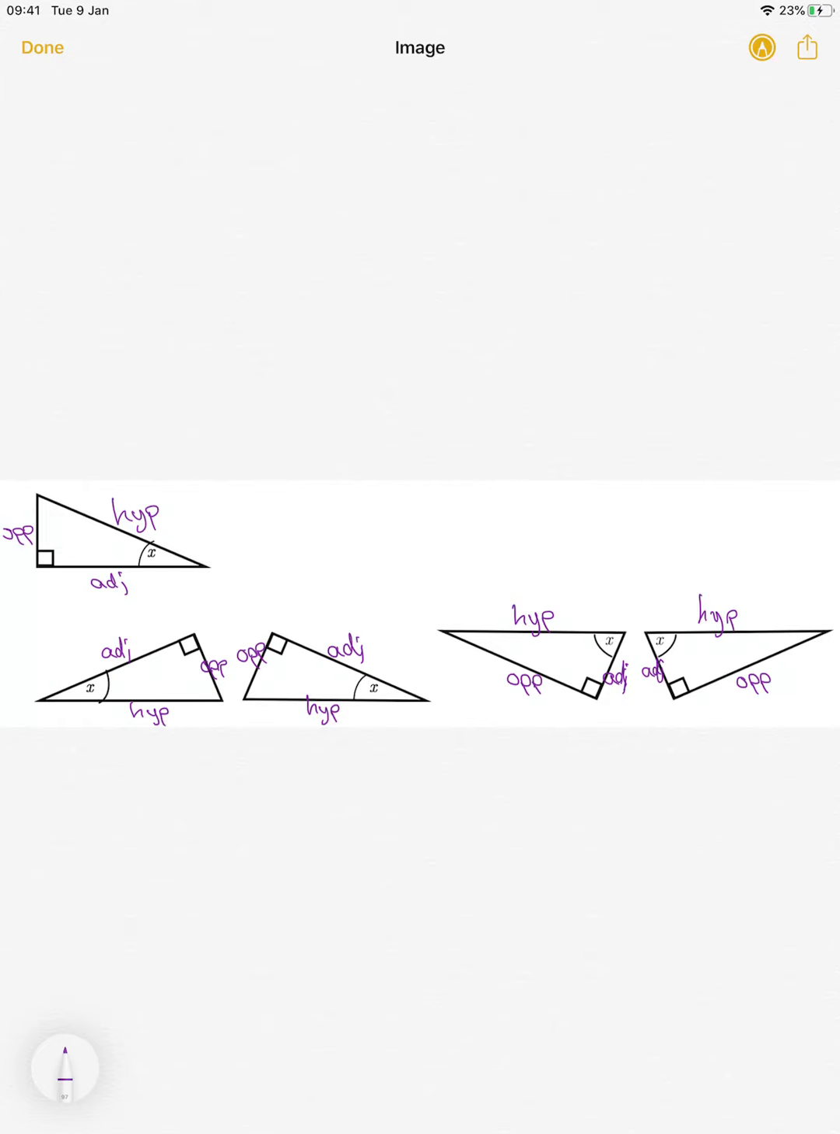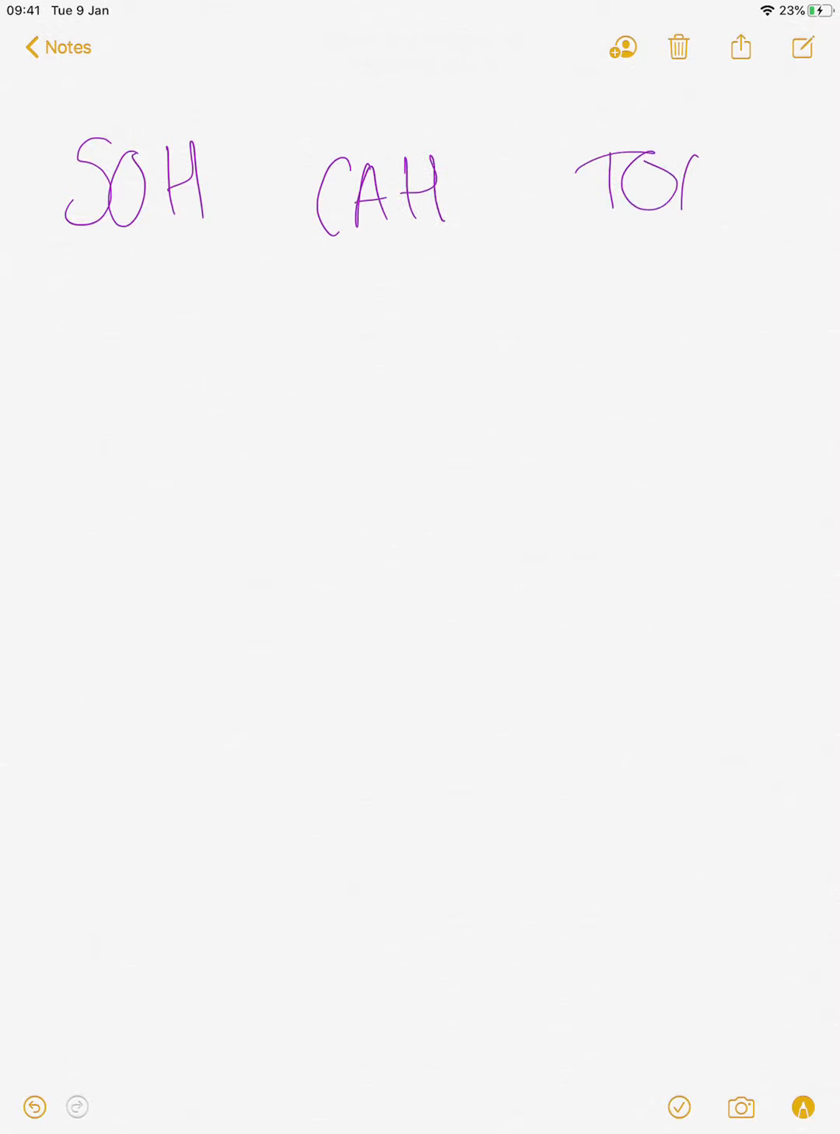Okay, so hopefully we're feeling comfortable with labelling the sides now. What we need to do now is, well, what is trigonometry? How do we use it? And lots of you will remember SOHCAHTOA. So what does this represent?